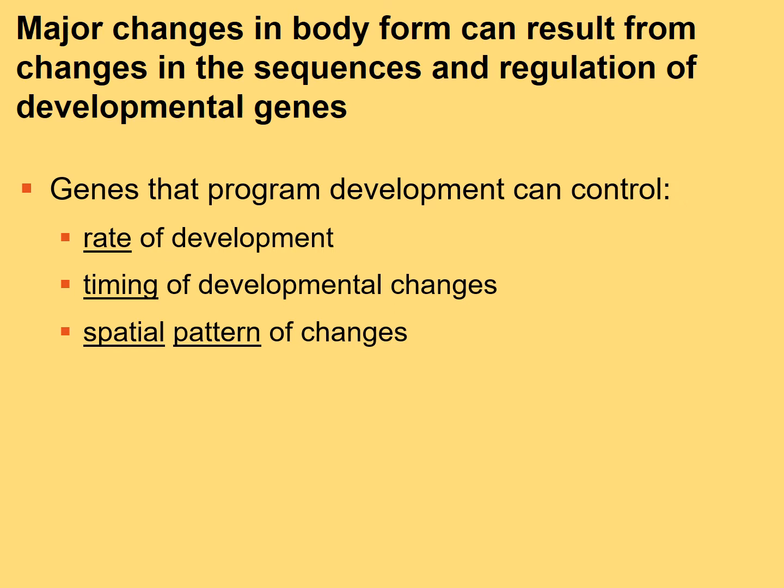Now, genes, going back to development, genes that are involved in the development of the organism can control a number of things. It can control the rate of development, the timing of changes that occur during development, and the spatial pattern of changes, so where these structures are going to develop.